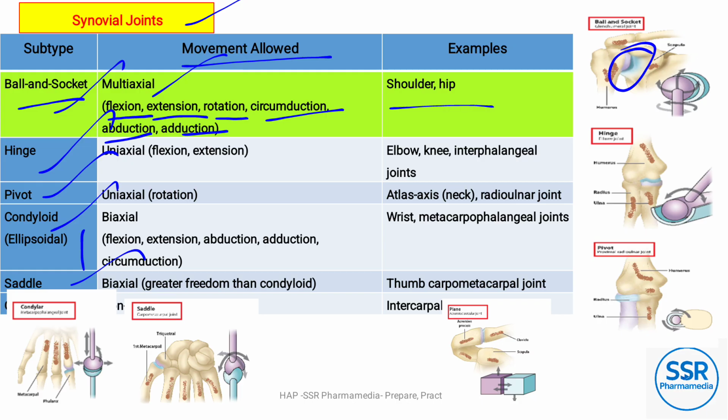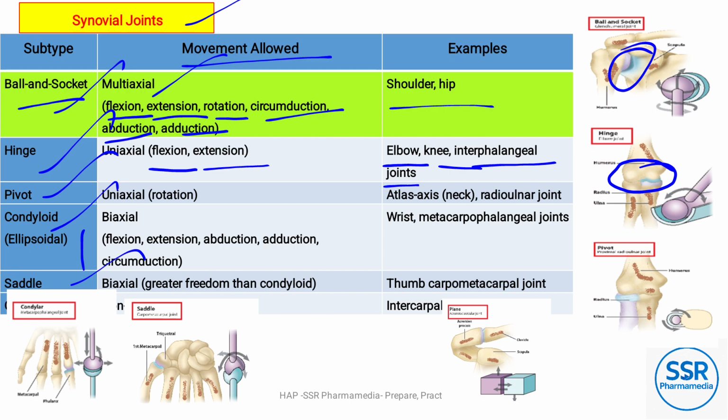And the hinge joint is uniaxial. Flexion and extension movements are present in the hinge joint. Examples: elbow, knee, interphalangeal joints. So the elbow and knee are hinge joints.